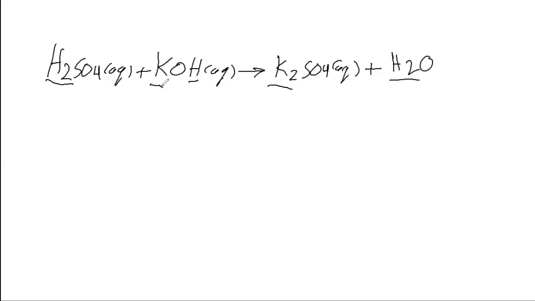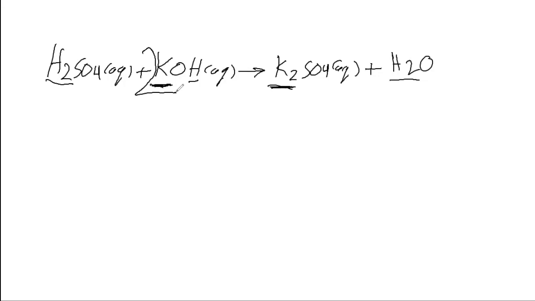So first of all, let's start with potassium. Here, potassium, we have 2. Here, on the reacting side, we have 1. How will you make it balanced? Simply, you will multiply the KOH by 2. We will change the coefficient. Don't forget, we will not play with the subscript number. Okay, now the potassium is balanced.